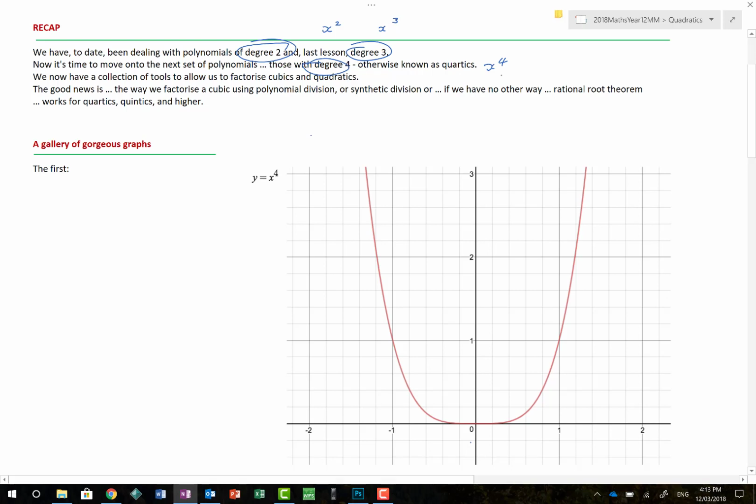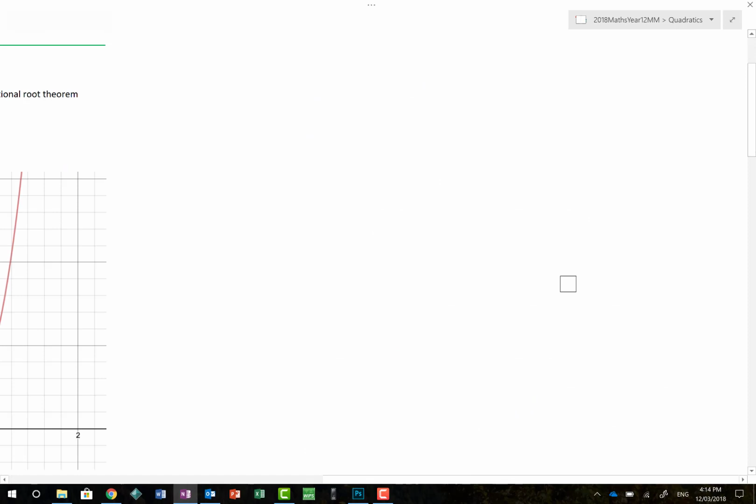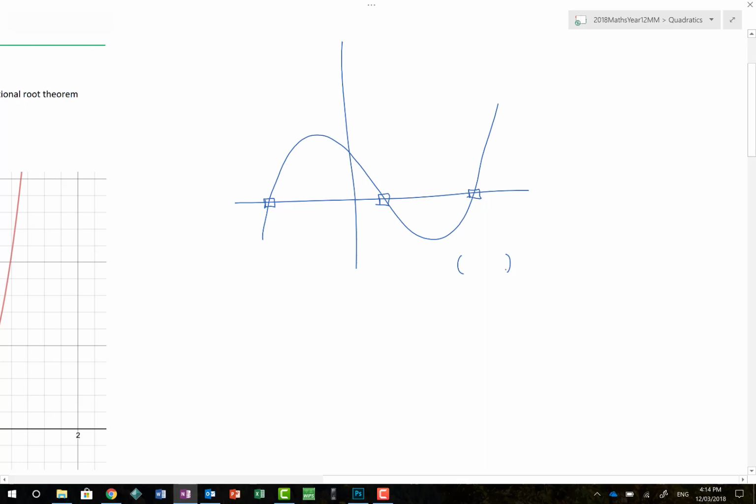So we have had a collection of tools allowing us to factorize cubics and quadratics. One of the things I need you to remember over and over again, and let's deal with the cubic here, is that when we are factorizing using the rational root theorem or polynomial division or synthetic division, we are actually trying to find our x-axis crossing points. Why are these important to me? Well, because we can then use this information to write our cubic as a product of linear functions.